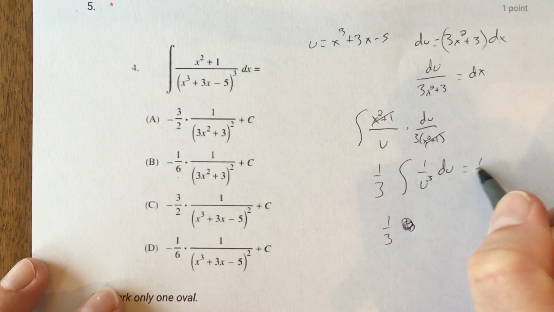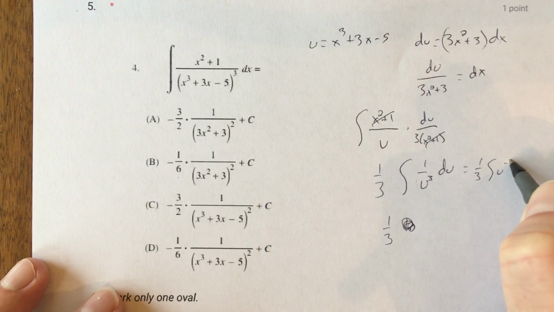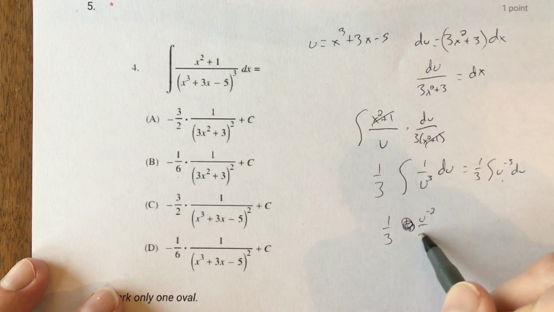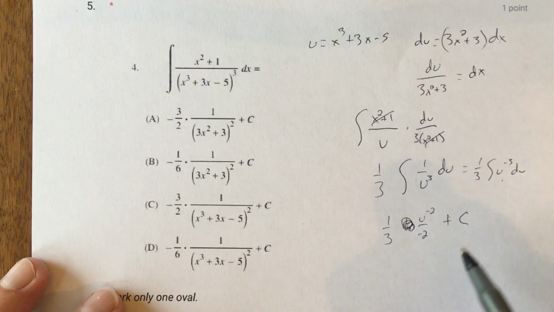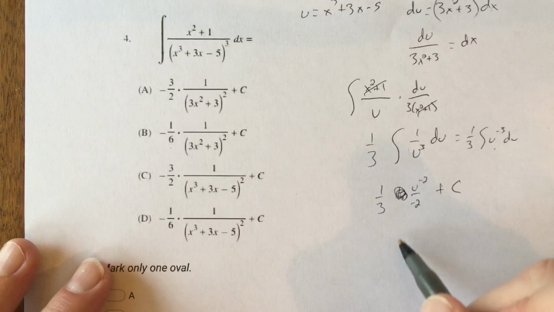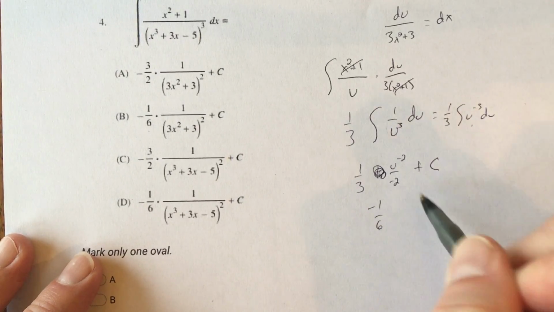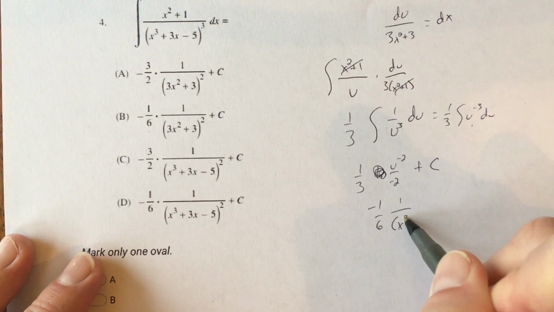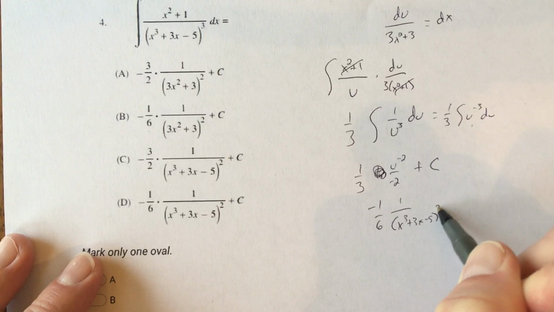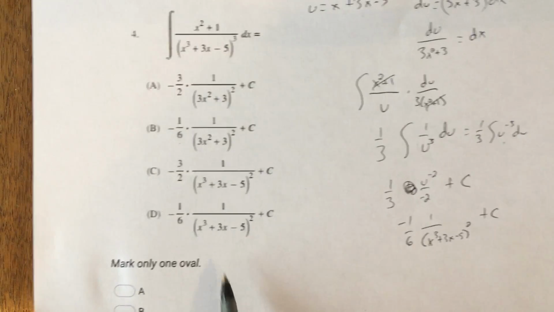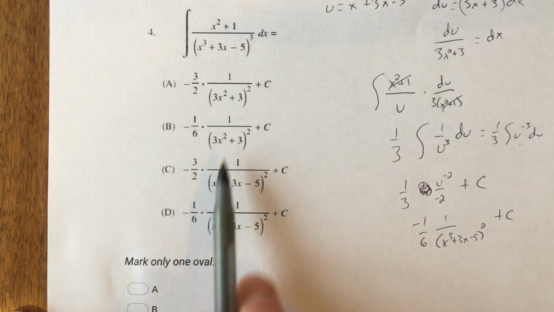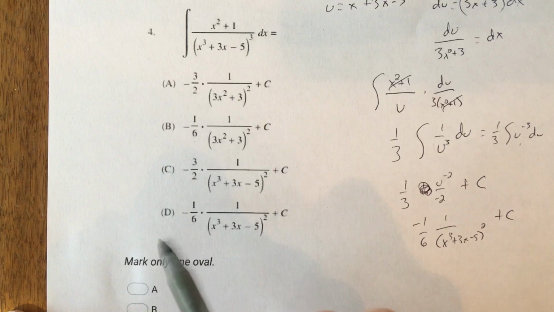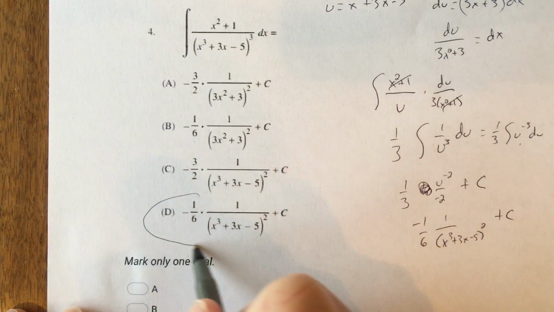This is going to be 1/3 times the integral of u to the negative 3, which when we integrate that becomes u to the negative 2 over negative 2. That's going to work out a lot better. So this becomes negative 1/6, and then we get 1 over u squared, so we put this back in, plus c. And we look over here, we got 2 negative 1/6. This one is over the u squared. So D is our choice on that one.